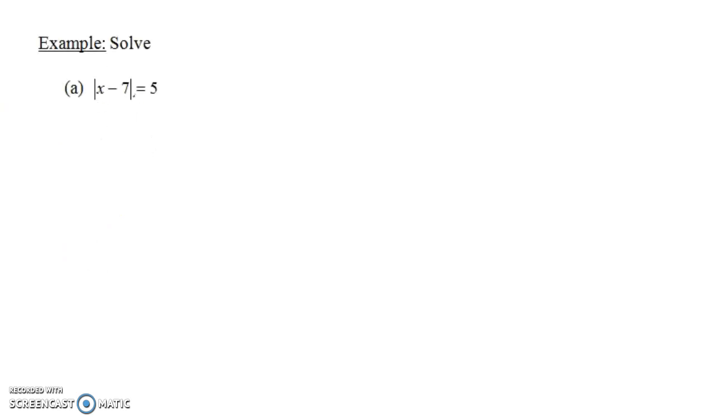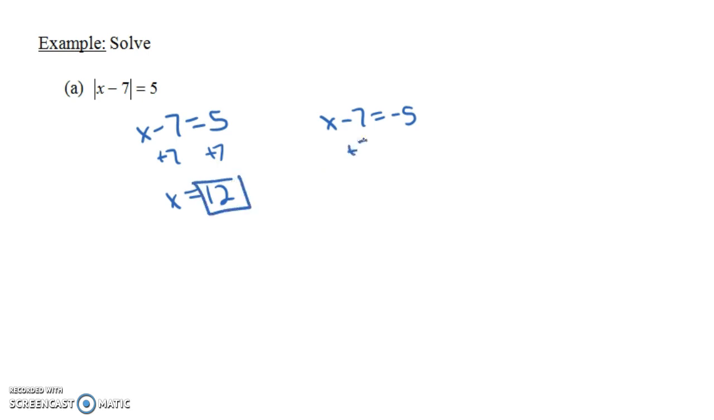Okay, solve the absolute value of x minus 7 equals 5. Well, notice x minus 7 would have to either equal 5 or x minus 7 would have to equal negative 5. Okay, and if we add 7 to both sides in this equation, we get x equals 12. And if we add 7 to both sides here, we get x is equal to 2. Negative 5 plus 7 is 2.